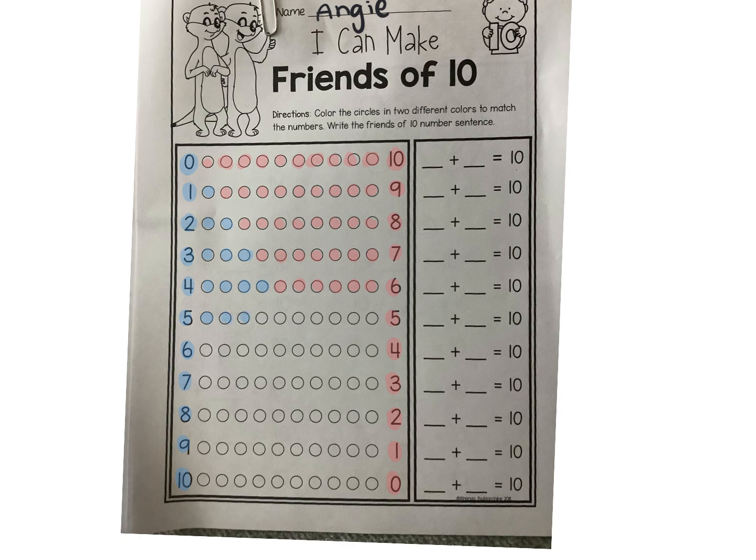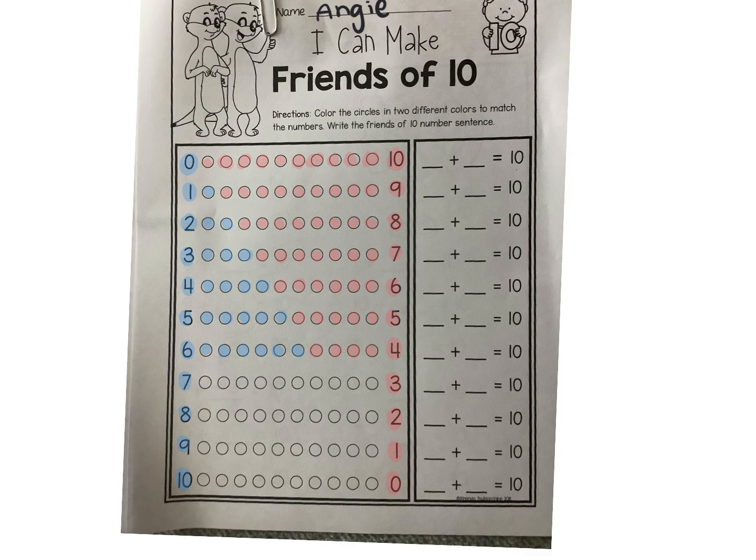Now let's do 5 blue and 5 red. Okay. So 5 and 5 are 10 friends. How about 6? 6 blue and 4 red. So 6 and 4 are 10 friends.